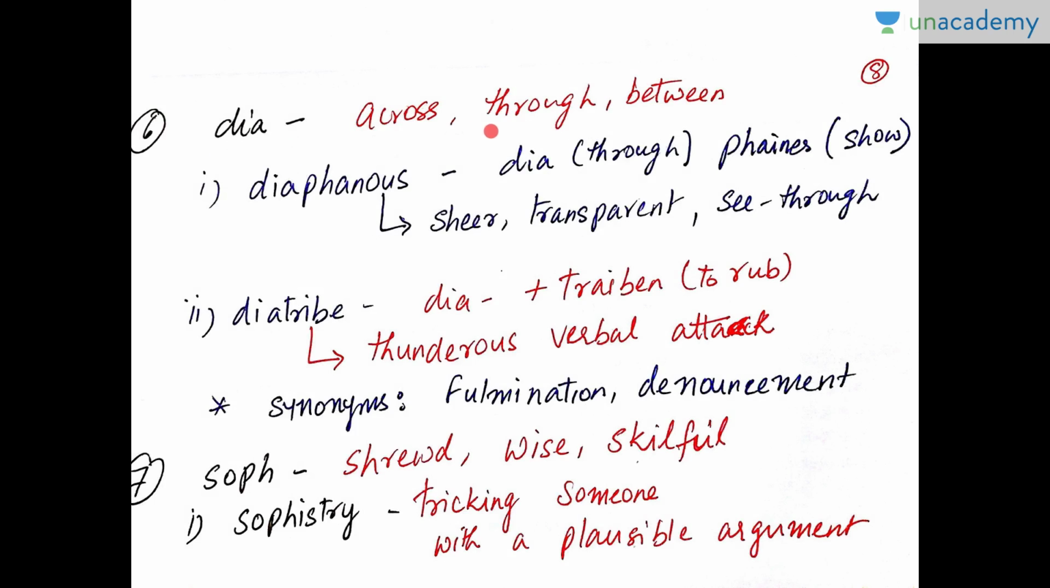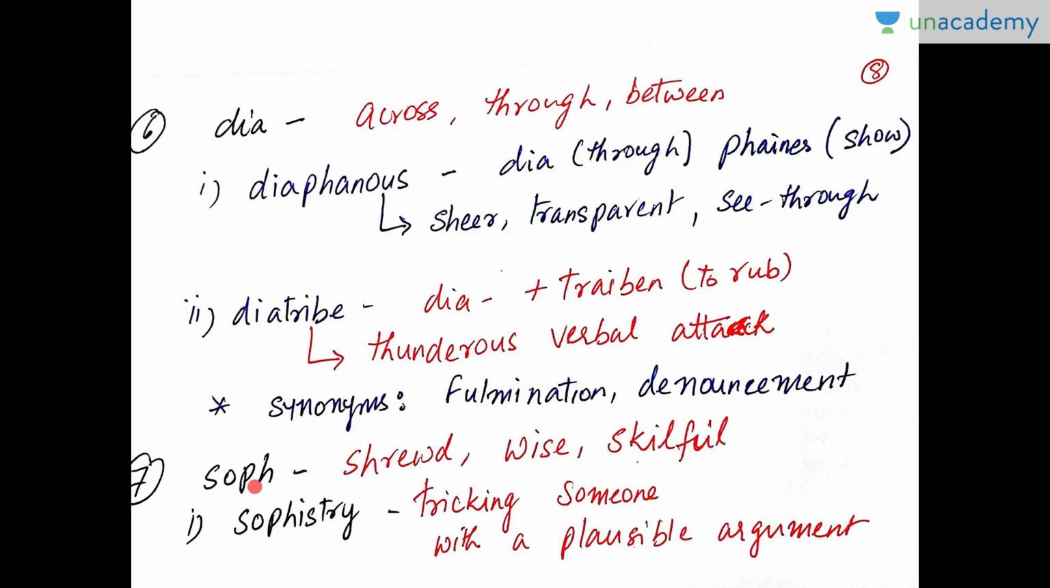Now dia. Dia is across, through, or between. So dia is something through which you can see through. So diaphanous is dia, phanis is to show. So it is sheer, transparent, see through. You have again got some synonyms here. Similarly, pick up a word called diatribe. Diatriben is to rub. So this means it's a thunderous verbal attack against somebody. Diatribe. Here there are some difficult synonyms which you can learn simultaneously: fulmination and denouncement.